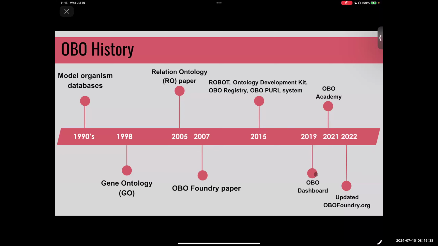And then in 2019, we built and started deploying the OBO dashboard, and things like obo-academy, our documentation site, came in just a couple of years ago. We've been updating our website regularly, and throughout this time, OBO has really been growing. In the early days, there were 6 OBO ontologies and about 6 candidates, and now we're well over 200 different ontologies and millions of terms.